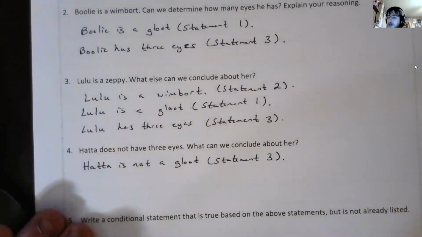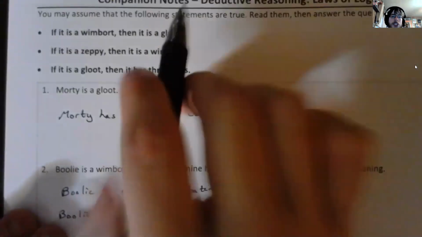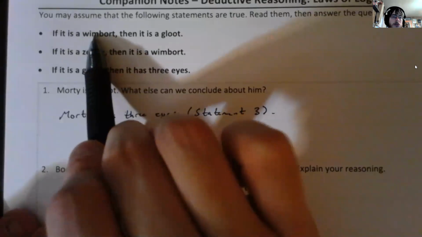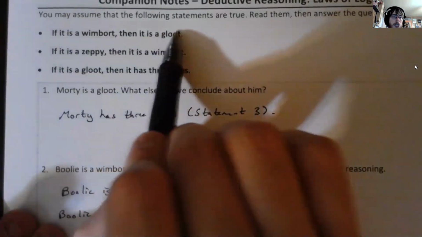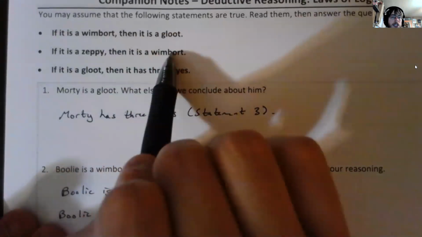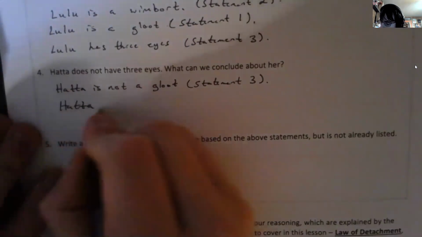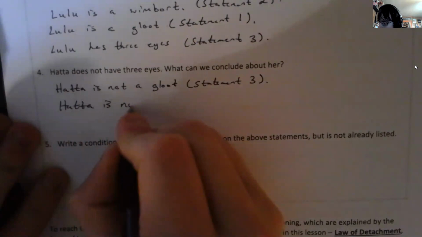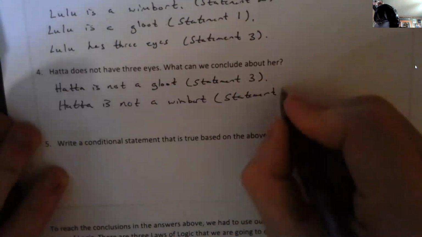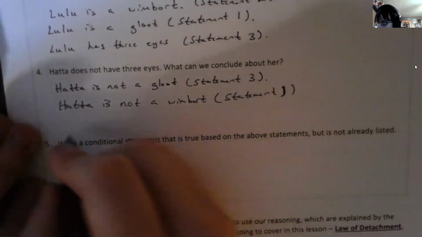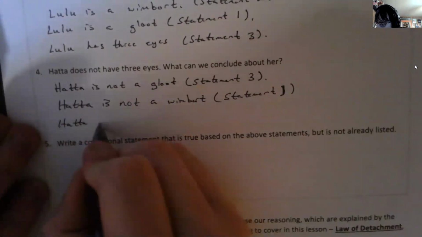Can we say anything else about her? Well, if she's not a glute, can she be a Wimbort? No, she can't be a Wimbort either because she's not a glute. And if she's not a Wimbort, can she be a Zeppi? And the answer is no, she can't be a Zeppi either. So Hatta is not a glute. She's not a Zeppi or a Wimbort. She's not a Wimbort because of statement 1, and she's not a Zeppi because of statement 2.